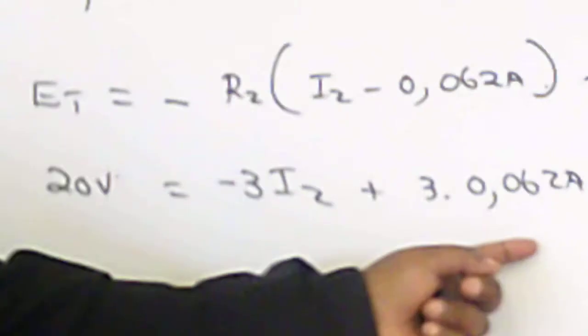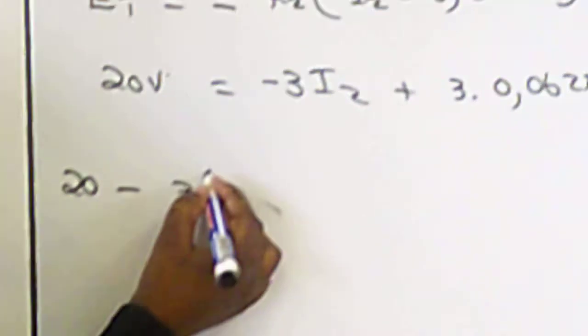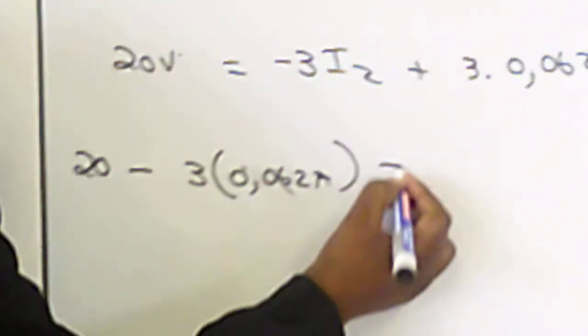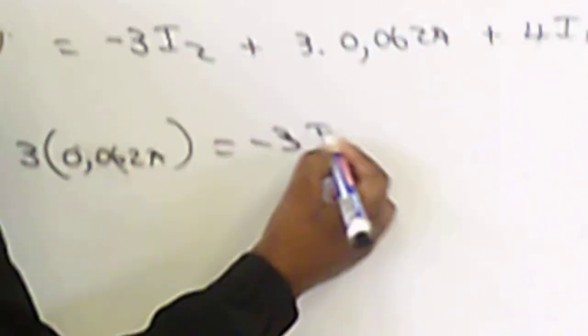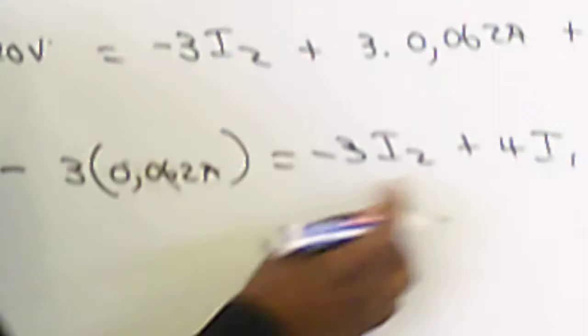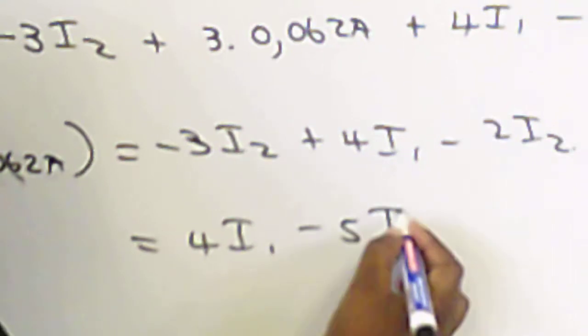Once you obtain a constant, you take it to that side, it becomes negative. It's 20 minus 3 multiplied by 0.062 amps, let's make a bracket so that you can see the multiplication, is equal to minus 3 I2 plus 4 I1 minus 2 I2. Also looking for like terms on that side, minus 3, both are I2s. Then we have 4 I1 minus 5 I2. After you do the calculation, this we call equation 2.